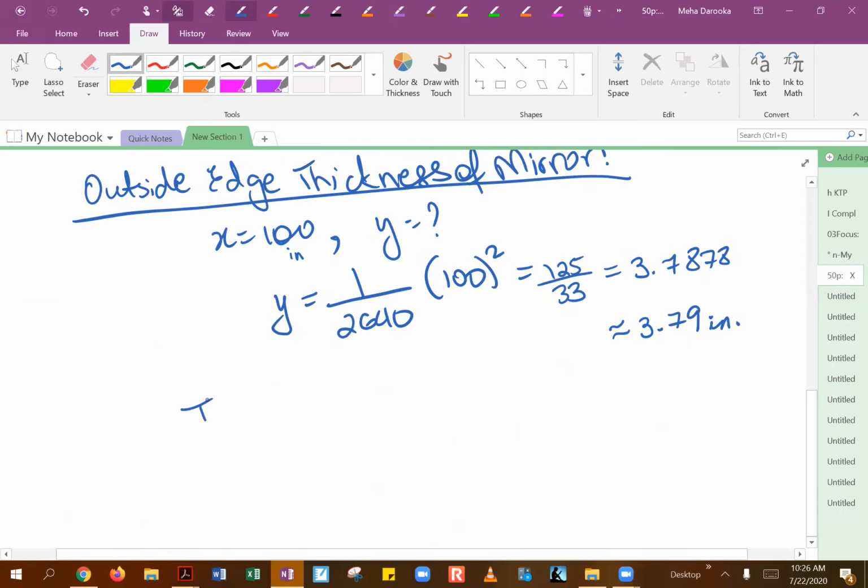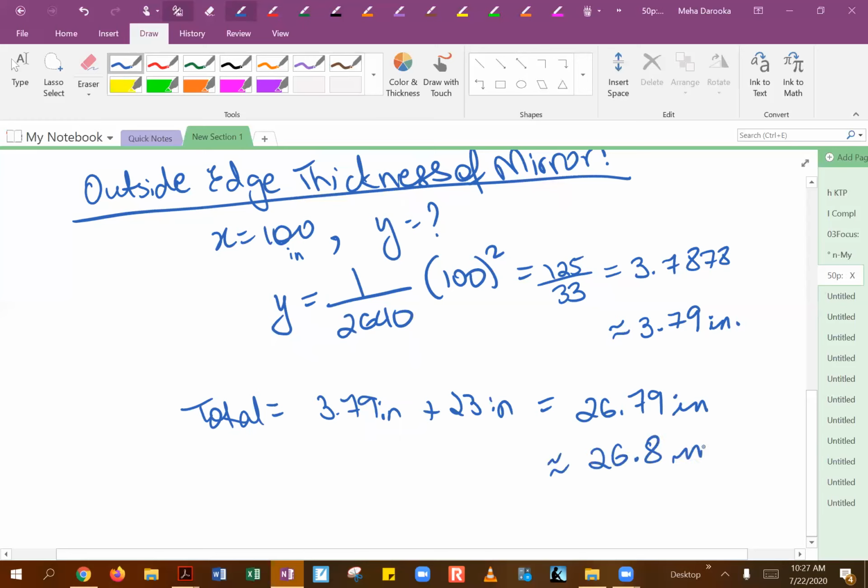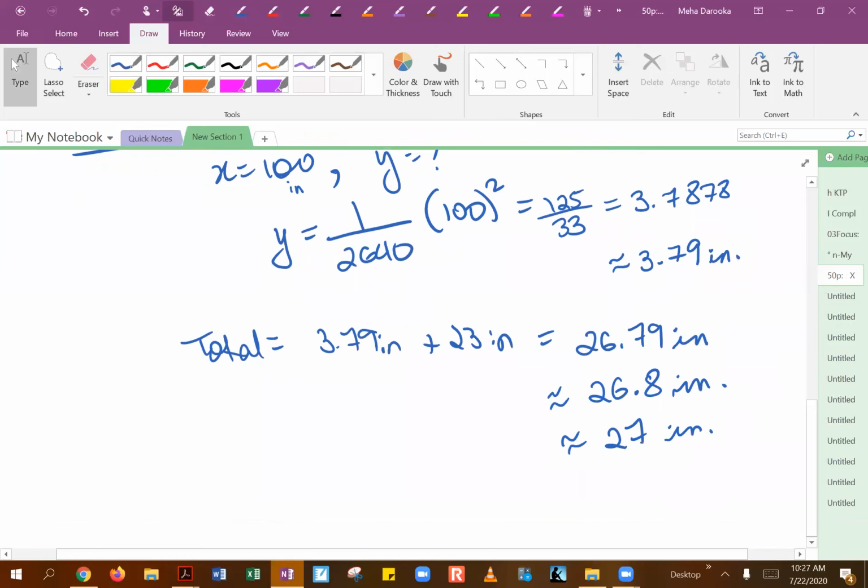So the total thickness would then come out to be the 3.79 inches plus the 23 inches, and of course that ends up becoming, what is that, 26.79. If they wanted 1 decimal place, you can do 26.8. And again, this will depend on rounding rules. So I'm just leaving it in different options, depending on what the rounding rules will tell you.